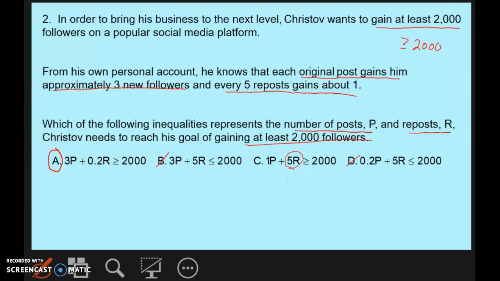3P, so 3 times the number of original posts, plus 0.2R, so 1/5 of the number of reposts, has got to be greater than or equal to 2,000, because that's his goal. He wants to have at least 2,000 followers.